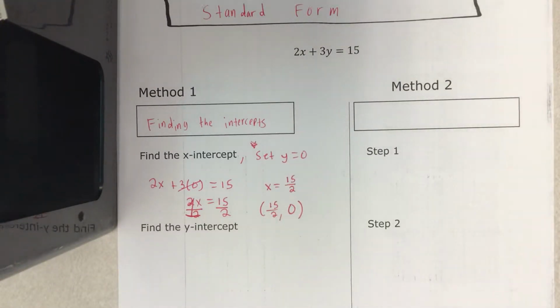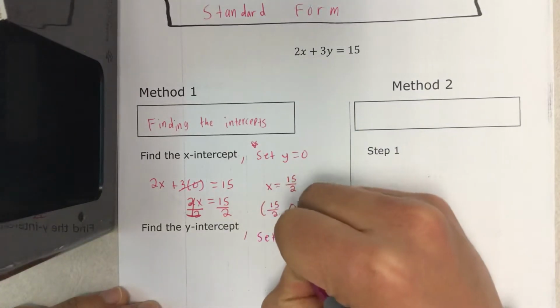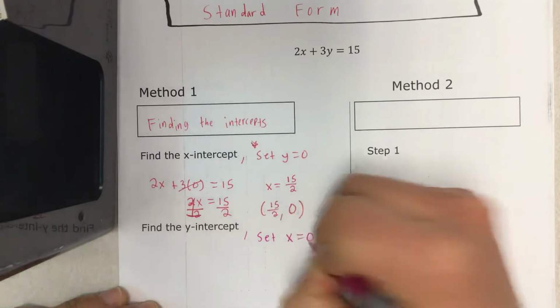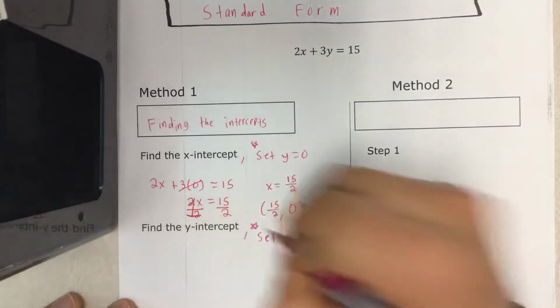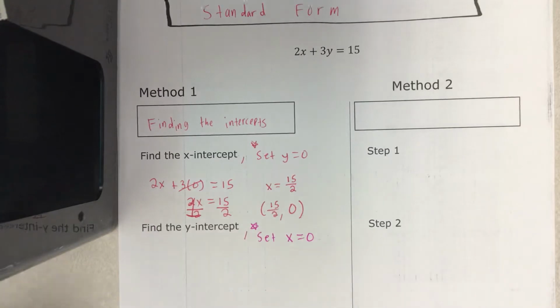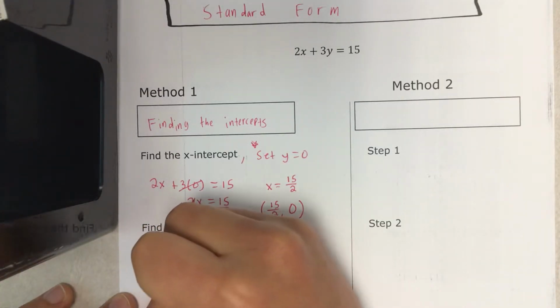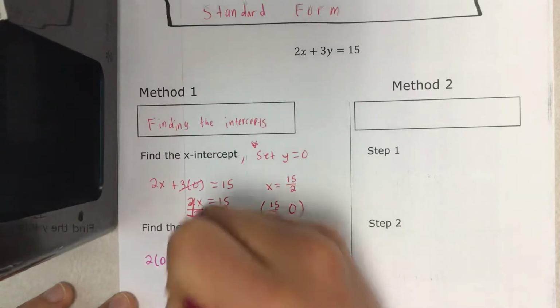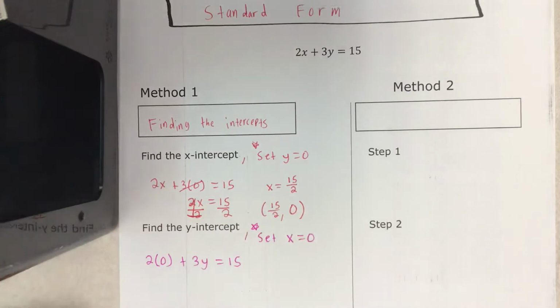To find the y-intercept, we do the opposite. So y'all can kind of guess. I'm going to set the x equal to 0. Okay? So it's kind of the opposite. If you want to find the x-intercept, you set the y equal to 0. You want to find the y-intercept, you set the x equal to 0. Okay? And we do the same thing. I plug in my equation. So 2 parentheses 0, because right, I set x equal to 0, plus 3y equals 15.